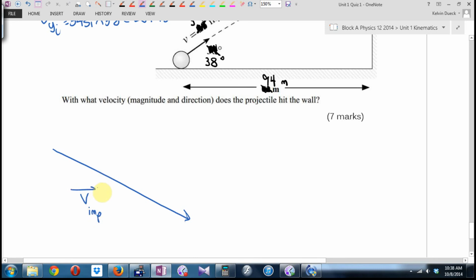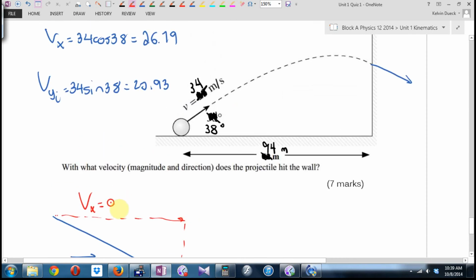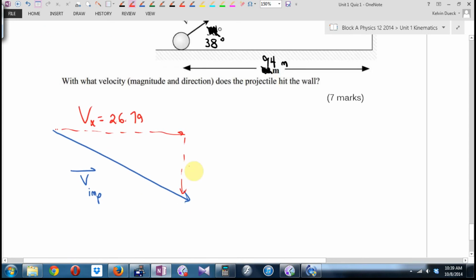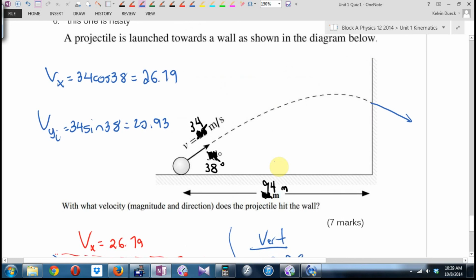Is it slanty? Well, then that's an excuse to break it up into components. And I already know Vx, 26.79. Vy, I don't know. And you're right, Grant. Although this question is saying find the impact velocity, I think what I'm going to spend most of my time finding is Vy final. Did I say y? Vertical. Ay is negative 9.8. Vy initial is 20.93.